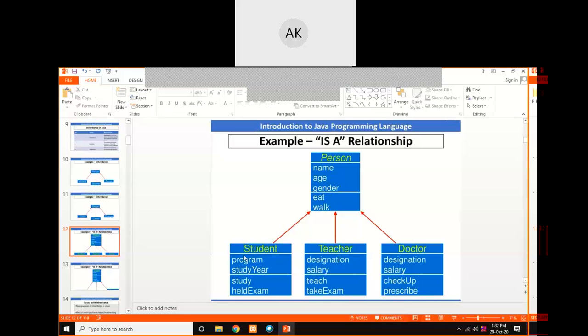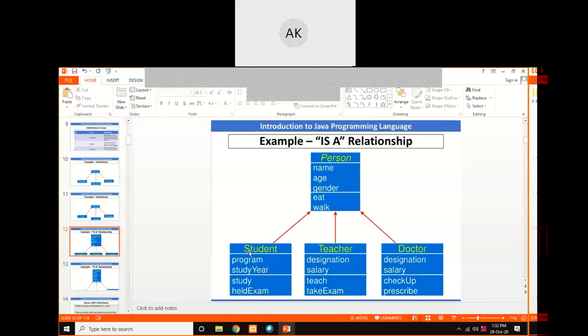Obviously, when I'm talking about a base and a child class, the child class is going to inherit all the properties of the base class, that is, a student can have all the properties of the person. And in order to inherit the student from the person, we are supposed to use the extends keyword. For this block, the class name is student, the data members are program and study year, and the member functions are study and take exam.